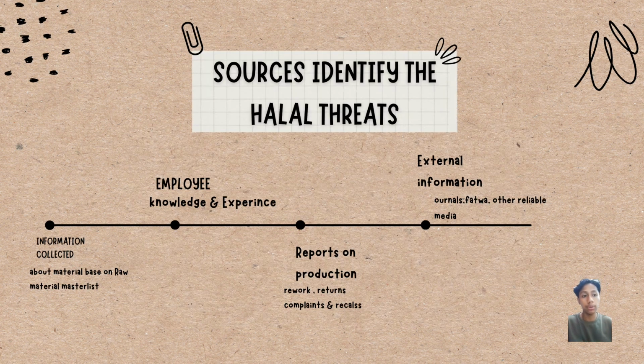So next, we go through the source and identity of the halal threat. First is information collected. Information collected is about materials, based on raw material and also the material list. Next is the employee. Employee is about knowledge and also experience. Number 3 is reports on production. That means rework, returns, complaints and also recalls. Lastly is external information. That is outbreaks, fatwa and also other reliable media.